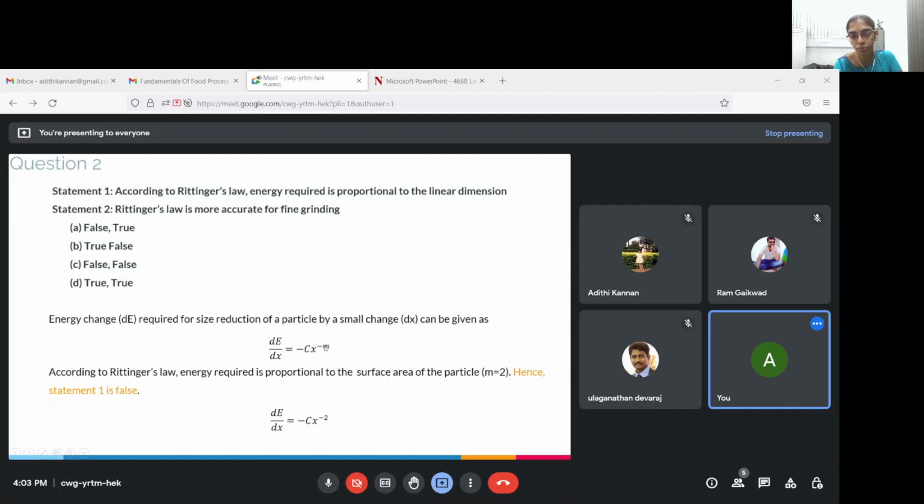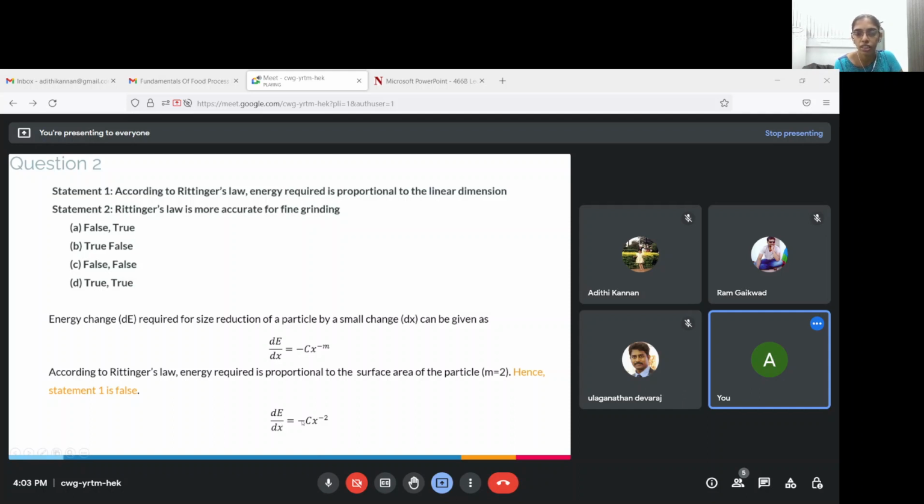Since surface area is one linear dimension into another linear dimension, we will have m is equal to 2 here. Hence, energy required is not proportional to linear dimension. Energy required is proportional to the surface area. So m is equal to 2. Hence, statement 1 is false. Is this clear? This is Rittinger's law. There are other laws that assume that the energy required is proportional to other characteristics of the particle. But for Rittinger's law, it is the surface area that is proportional to the energy.